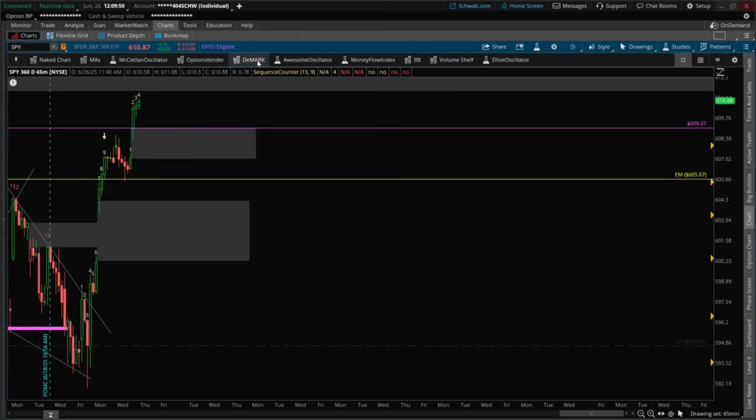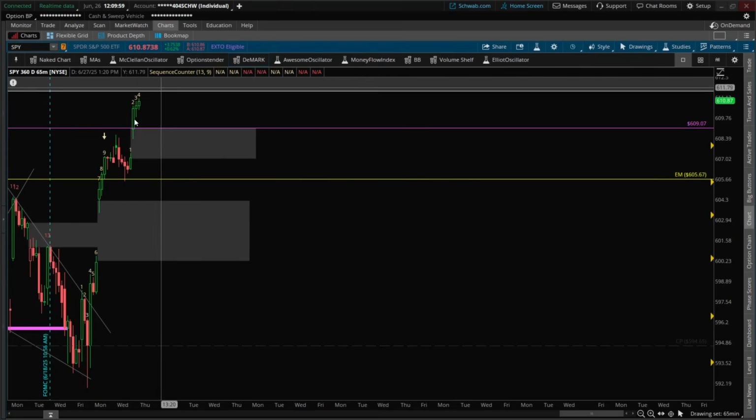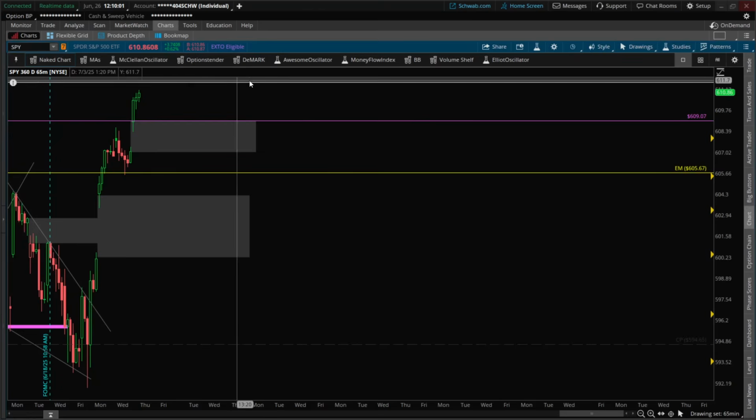So the D mark, we got the 9 correction there, even though it was a little early. Got the correction, and we're continuing. Maybe we get another 9 count up here. We're at 4.